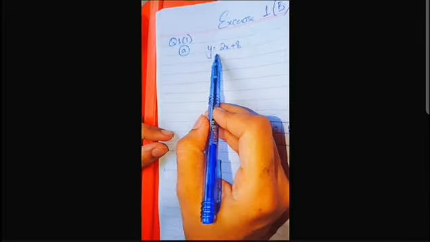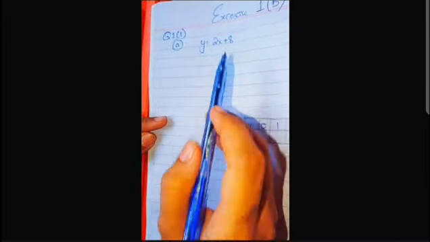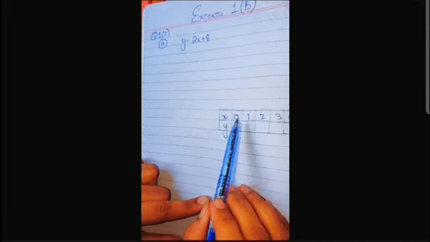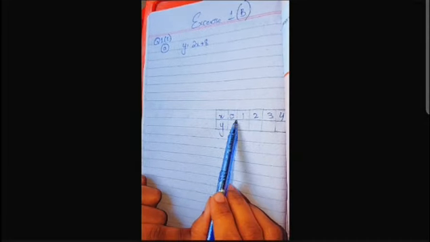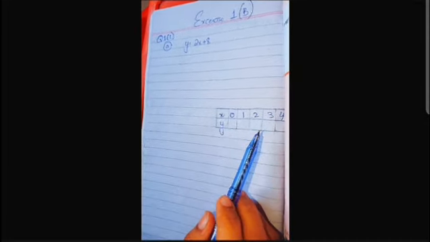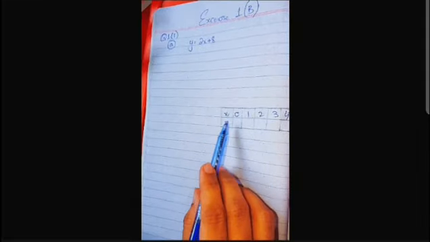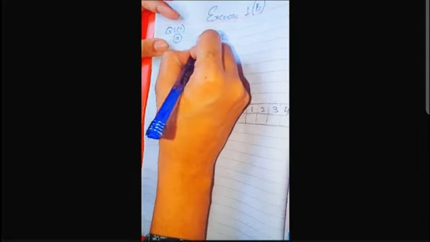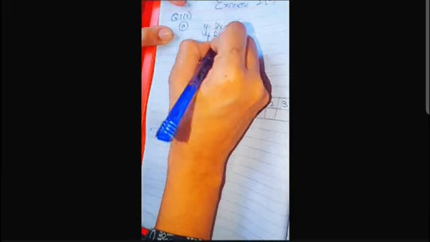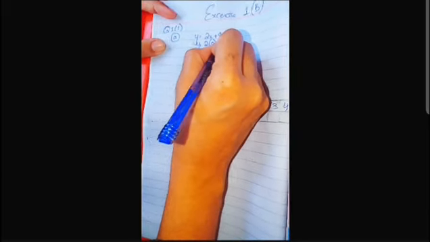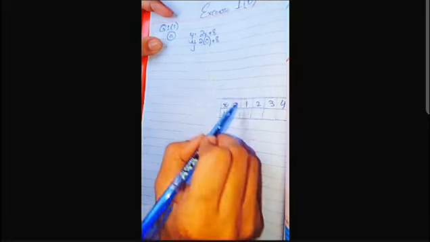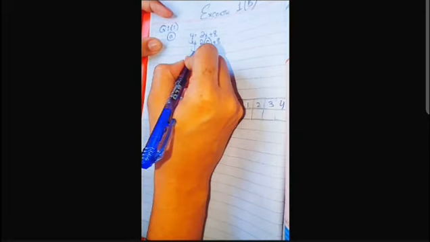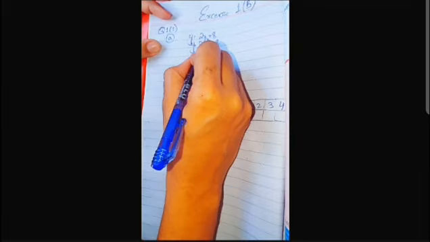I have made a table for the values of x: 0, 1, 2, 3, 4. First I am taking the value of x as 0. I am writing the same equation again, and in place of x I will write 0. So y is equal to 2 zeros are 0 plus 8, y is equal to 8. So when x is 0, y is equal to 8.